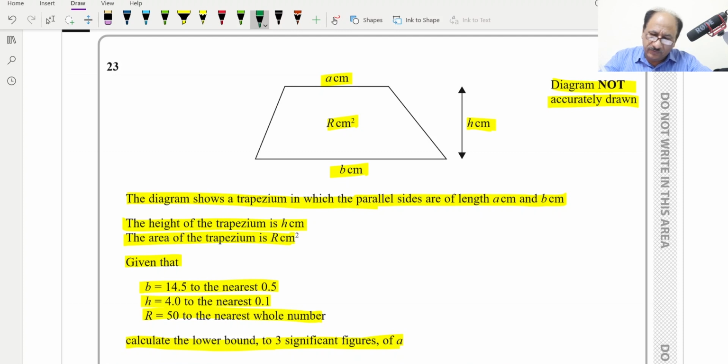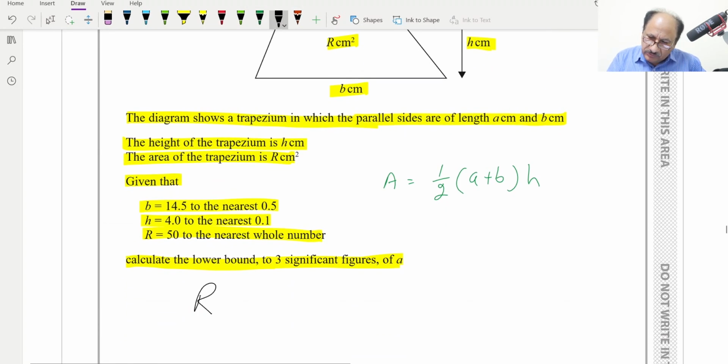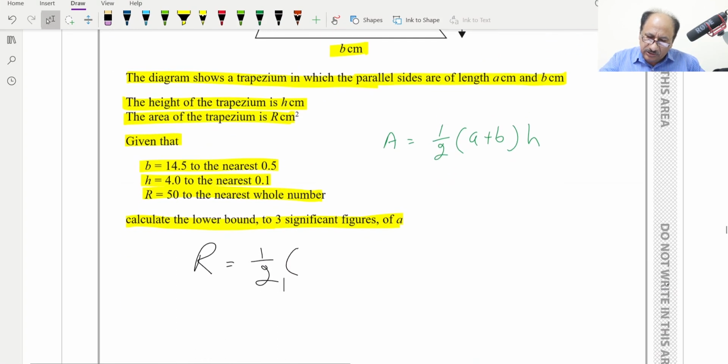We know the area of trapezium formula. Area of trapezium is equal to 1 by 2 into A plus B into H, and the area is given, which is R in this case. So we can rewrite the equation, and this will be R is equal to 1 by 2 into, opposite sides are A and B, so A plus B into height, which is H. And now we will be replacing these values.